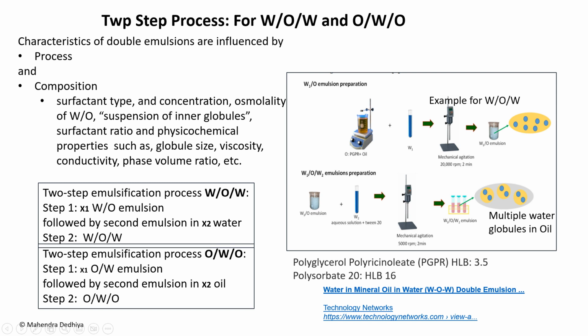Once W1O and W2 with emulsifiers are mixed, it forms W1OW2, or water, oil, and water emulsion. This is a common process. Similarly, oil, water, and oil emulsions are made first, followed by a second emulsification of the first emulsion into X2 oil to form the oil, water, and oil emulsion.